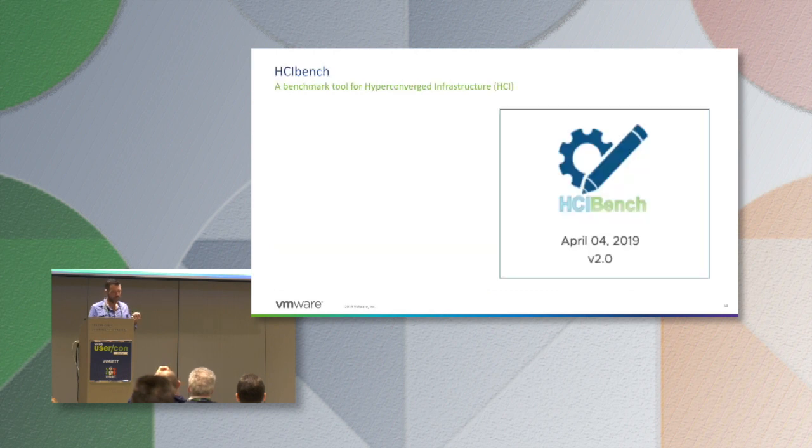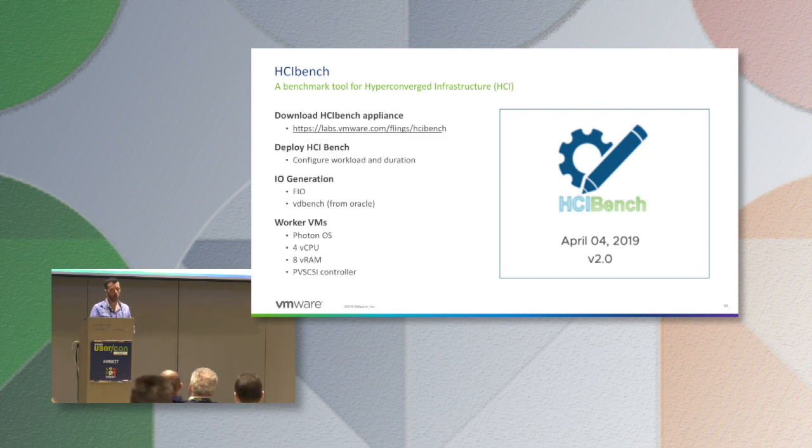Okay, HCIBench. This is what we use today if we are talking to new prospects or new customers that want to look at vSAN. HCIBench is a fling. You go to labs.vmware.com and download the appliance. You configure the workload and duration. Then you use FIO or VDBench, whatever the case may be, as the engine itself. It's not our own engine we wrote, so these are free tools out there. You just need to download them from third-party sites. And then these are your worker VMs.